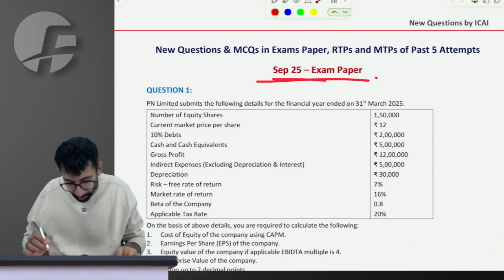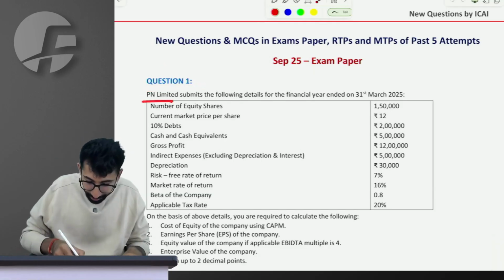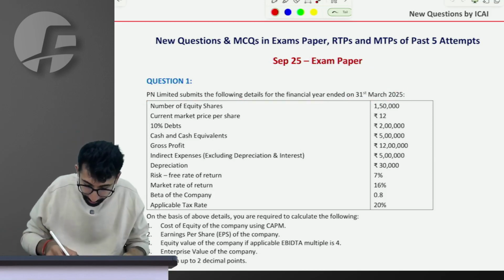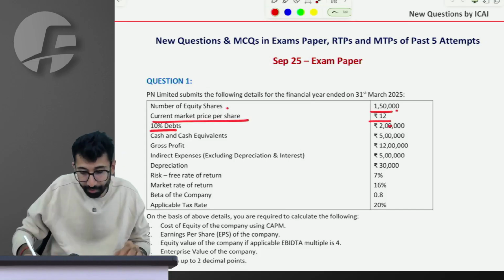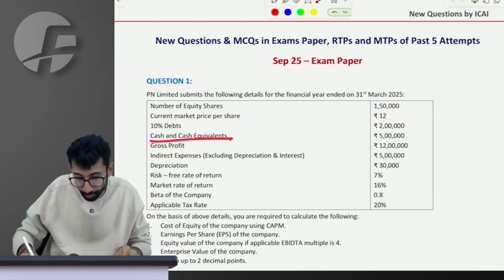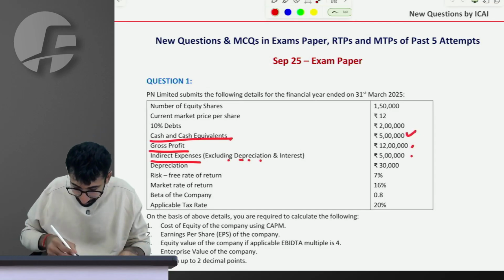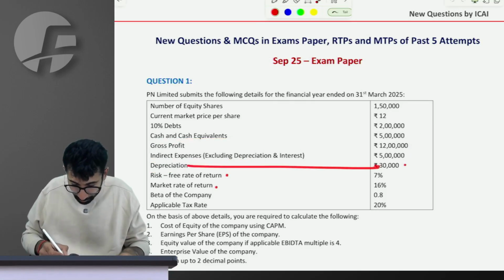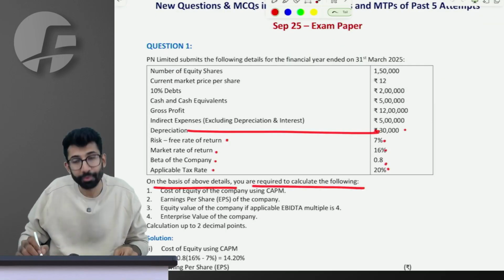September 25 exam paper. If I talk about practical question number 1, let's talk about it. PN Limited submits the following details for the financial year ending 31st March 2025. What are the details? Number of equity shares is 1,50,000. Current market price is 12. 10% debt the company has valued at 2 lakh rupees. Cash and cash equivalents, it has 5 lakh rupees. Gross profit of the company is 12 lakh. Indirect expense excluding debt and interest is 5 lakh. Depreciation is 30,000. Risk-free rate of return, market rate of return, beta, and applicable tax rate have been given. On the basis of the above details, you are required to calculate the following.